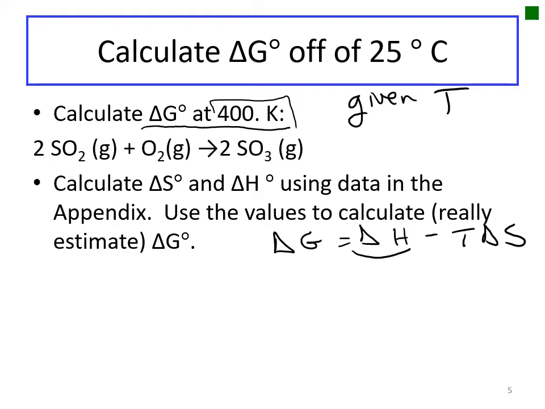And we have to get delta H off the charts. We have to get delta S off the charts, plug in the value of T, and see if we can get delta G. We cannot get delta G straight off the charts because it is not at 25 degrees Celsius. So we need some values.